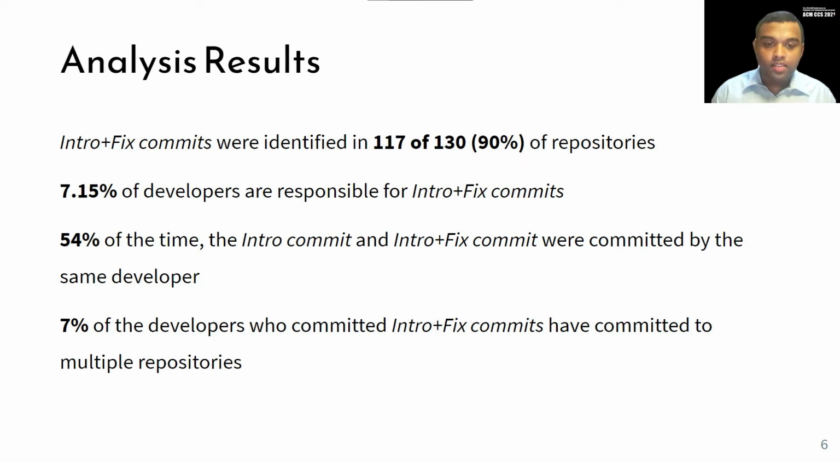We identified that in certain repositories, as much as 7.15% of developers are responsible for intro plus fix commits, and 54% of the time, the intro commit and the intro plus fix commit were committed to the repository by the same developer. Another interesting finding is that 7% of the developers who committed intro plus fix commits have contributed to multiple repositories, which shows that they are active open source contributors.